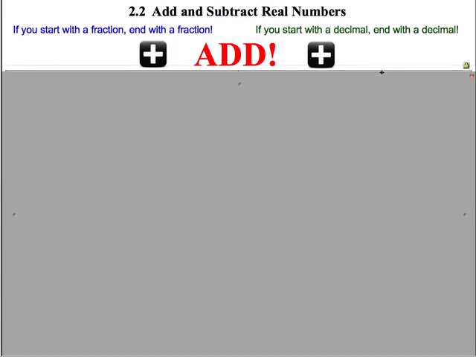All right, here we go. Let's take a look at 2.2. Next section, we're going to add and subtract these real numbers. So now we know what integers, rational numbers, and whole numbers are. We're going to practice adding and subtracting them.